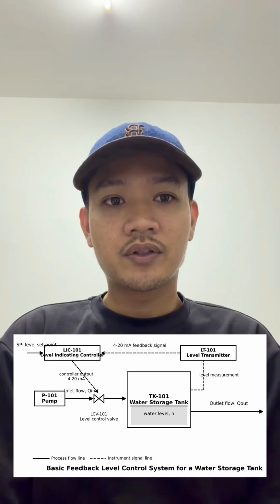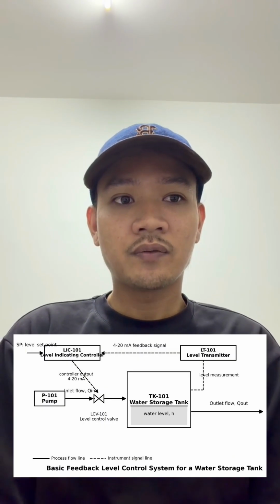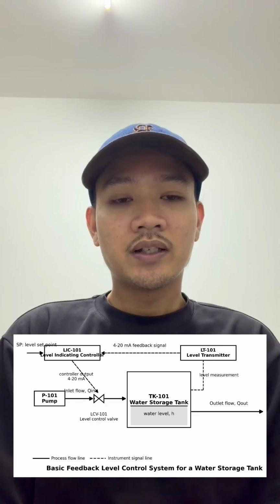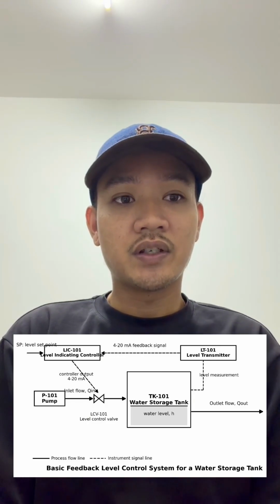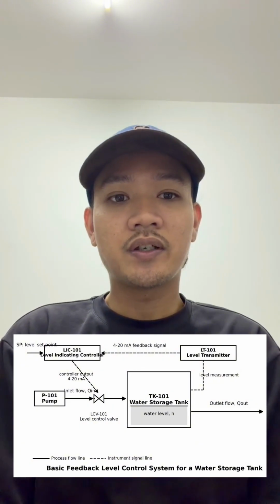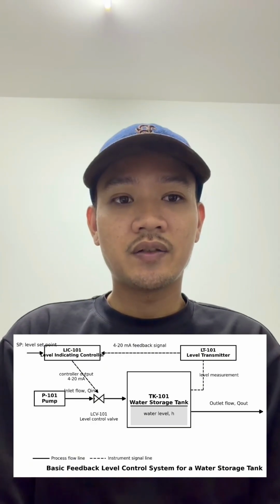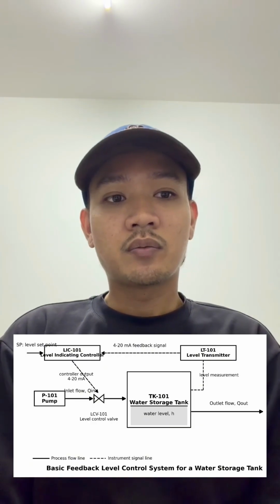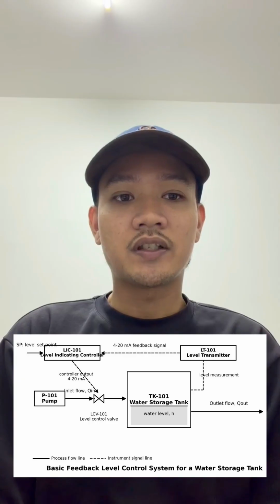The inlet flow is controlled by the level control valve LCV101. The water level inside the tank is measured by the level transmitter LT101. The signal from the level transmitter is sent to the level indicating controller LIC101. The controller compares the actual water level with the set point.